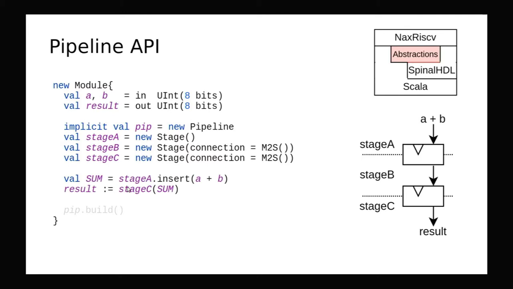And then, okay, we come here, and we say, in stage A, insert the value A plus B, and this will provide us sum. But sum is not a signal. Sum is a key allowing to retrieve this result along the whole pipeline. So we can go in stage C and ask the hardware value representing the sum key and assign that to result. And then once we specified everything we need, we say, okay, pipeline, build yourself. And there you go.